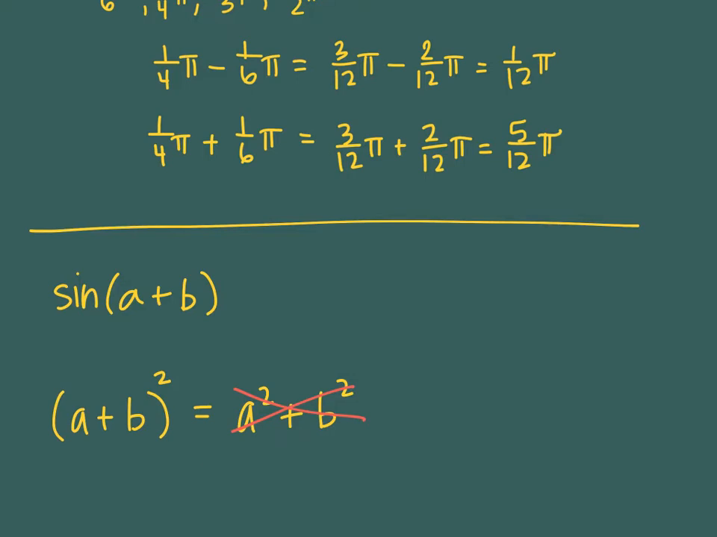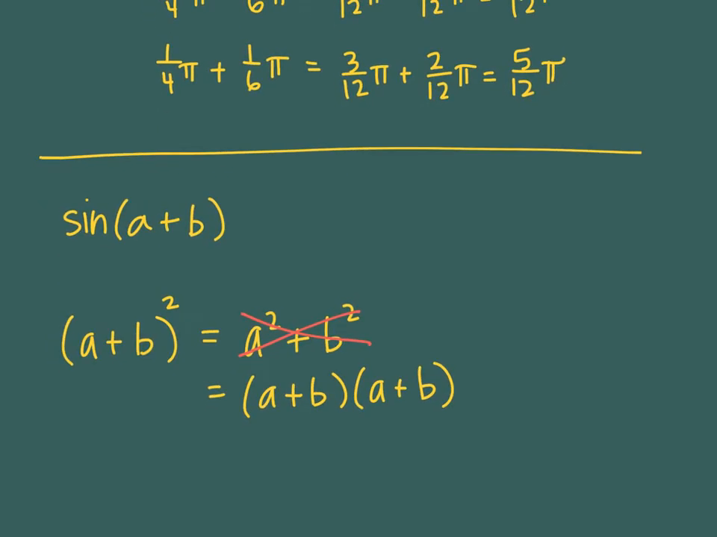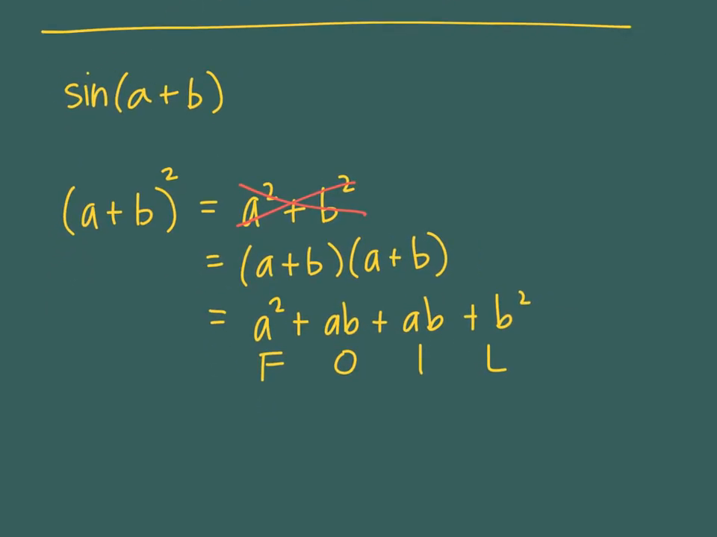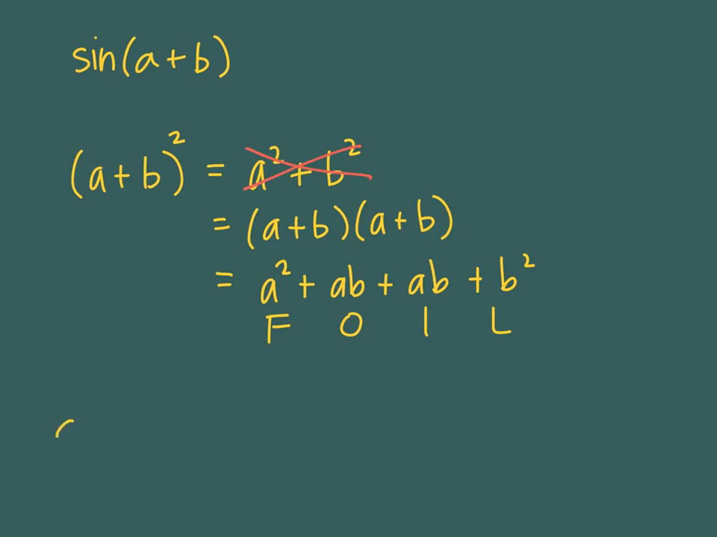We know that the correct answer is to FOIL, and a plus b FOILs with a plus b, and it produces first, outside, inside, last. A squared plus ab plus ab plus b squared. That is the result of FOIL. So we teach you FOIL. It's a little memory trick to help you remember the proper way to be able to work out a squared term. So I'm going to teach you something for sine of a plus b to help you know how to properly do that. All right, let's think about sine of a plus b.